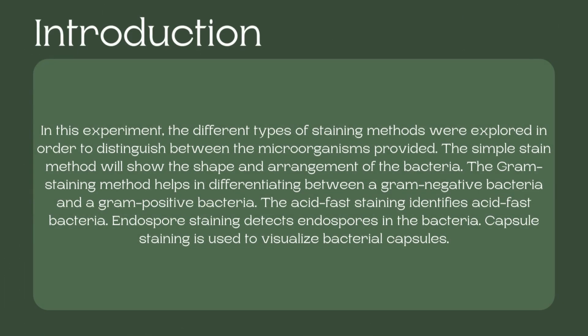In this experiment, the different types of staining methods were explored in order to distinguish between the microorganisms provided. The simple staining method will show the shape and arrangement of the bacteria. The gram staining method helps in differentiating between a gram-negative bacteria and a gram-positive bacteria. The acid-fast staining identifies acid-fast bacteria. Endospore staining detects endospores in the bacteria, while capsule staining is used to visualize bacterial capsules.